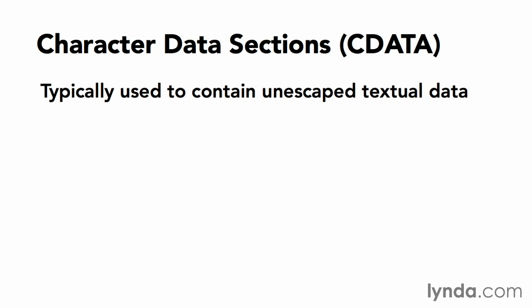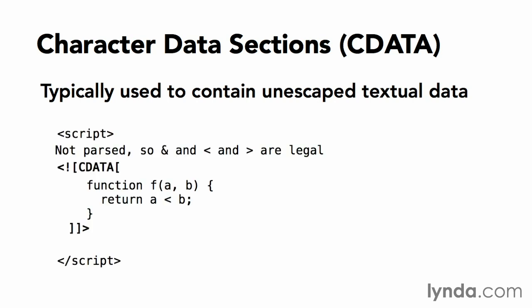And so why would you use this? Well, imagine you have a script section inside an XML document, and inside that script I have a function. Now, this is going to cause a problem in XML, right? Because that return statement there with A is less than B contains an angle bracket.